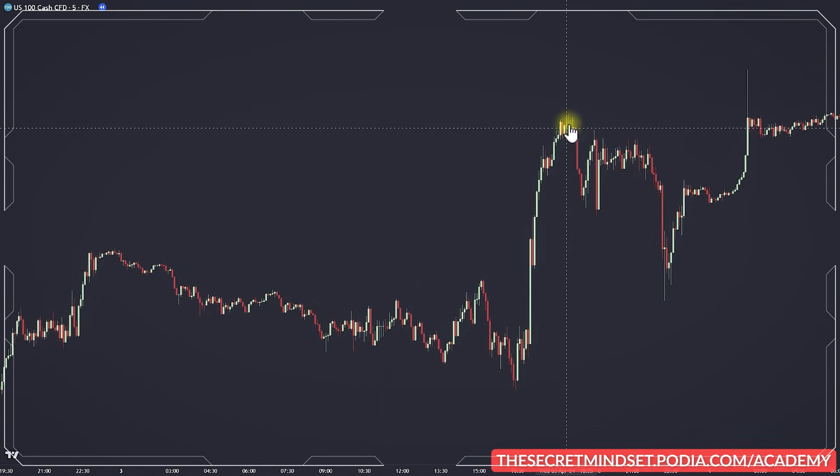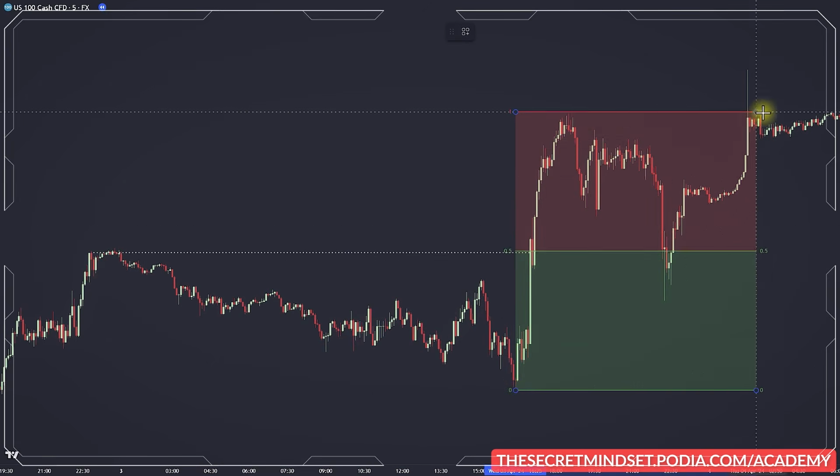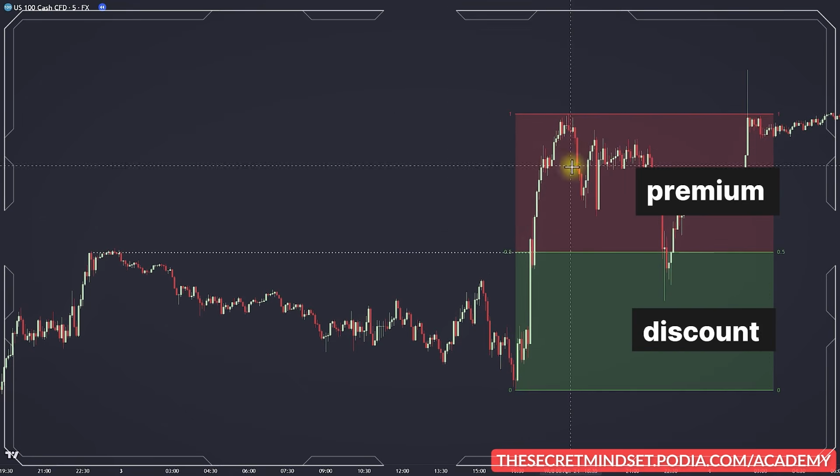Let's say you have a range, or you have a break of structure, and you mark the swing low that started the move, and the end point of the move. Mark this range from the low to the high using the Fibonacci tool. This shows the middle of the range at the 50% Fib level. We call this the equilibrium.